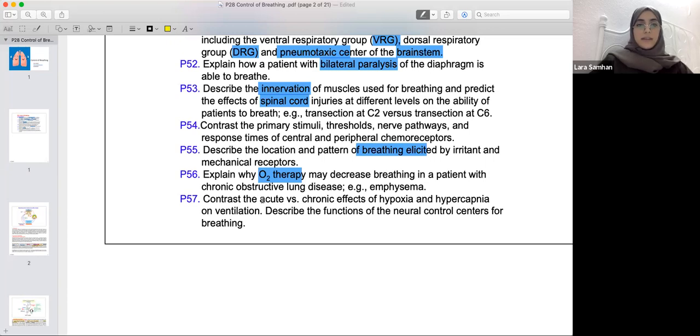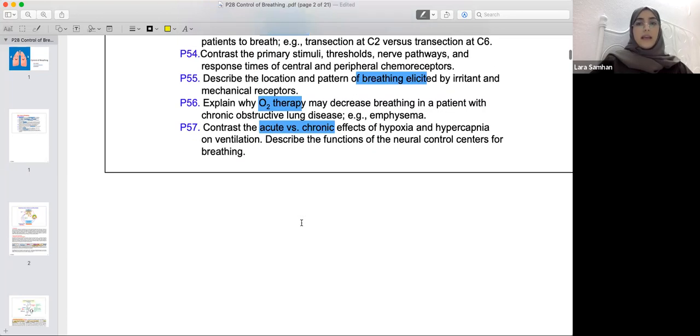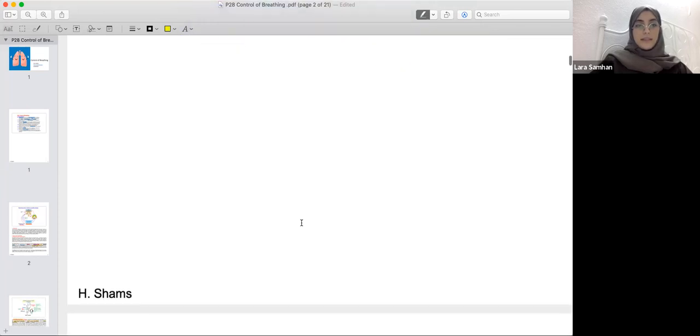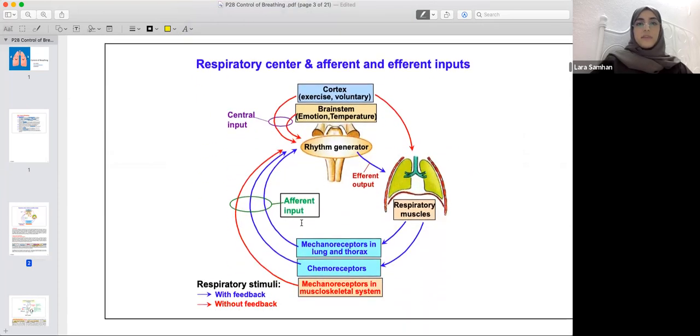And then lastly, inshallah, we're going to talk more about the acute and the chronic effects of the hypoxia and the hypercapnia, and we have minor differences between both of them. Inshallah, we're going to cover them, and inshallah, everything will be crystal clear. Now, let's start off with this diagram.